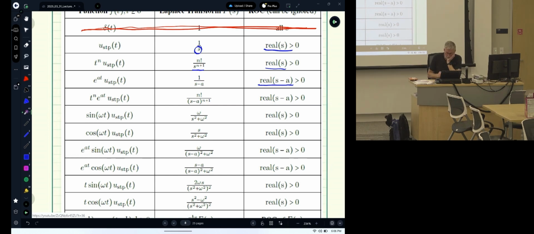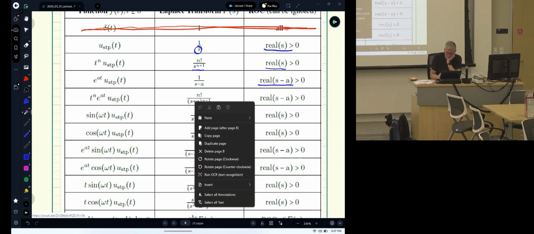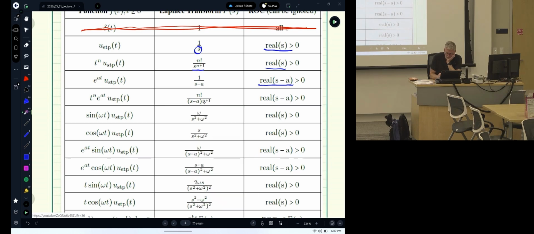The next one, we have n equals 1, because we have a square. 1 plus 1 is 2. We have s plus 3, so once again, a is minus 3. n is 1. 1 factorial is 1. t to the n is t. a is minus 3, so we just plug it in, and we get t e to the minus 3t times unit step. We just use the table.